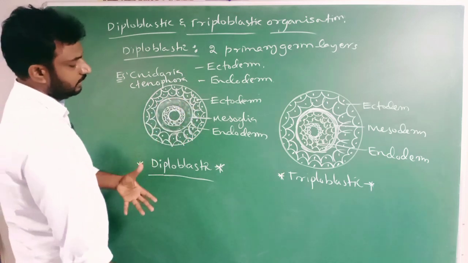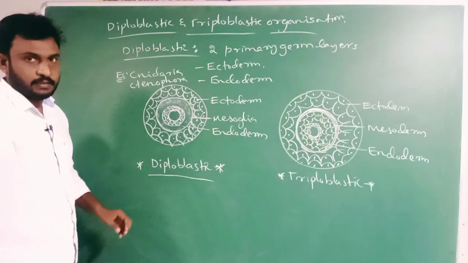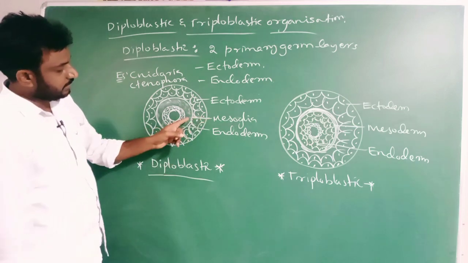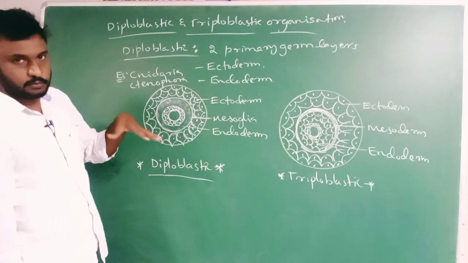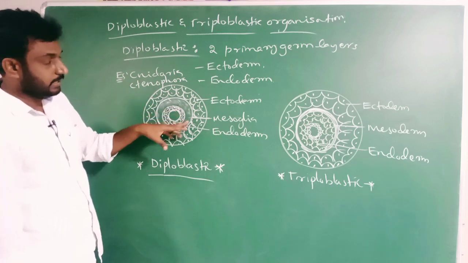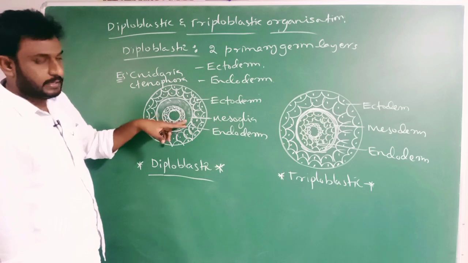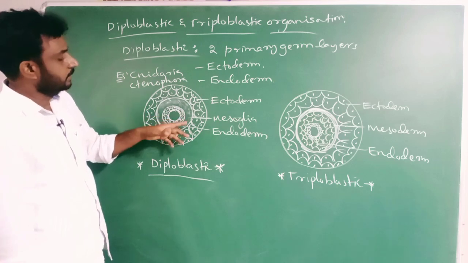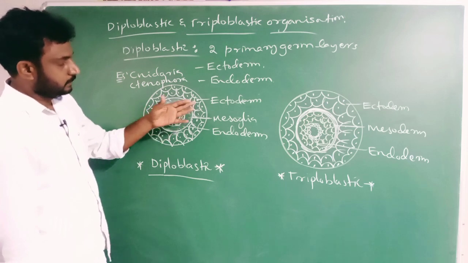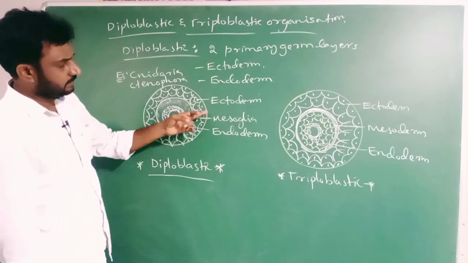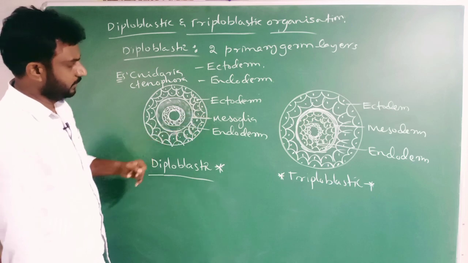For example, in the jellyfishes, the mesoglea is jelly-like, which helps in buoyancy, helping in floating on the water. Jelly-like mesoglea is present in the jellyfishes, which helps in the buoyancy. So here only two primary germ layers are present, called ectoderm and endoderm.